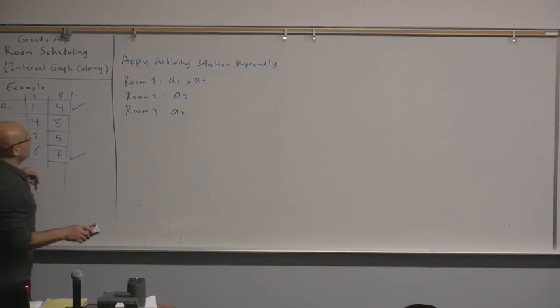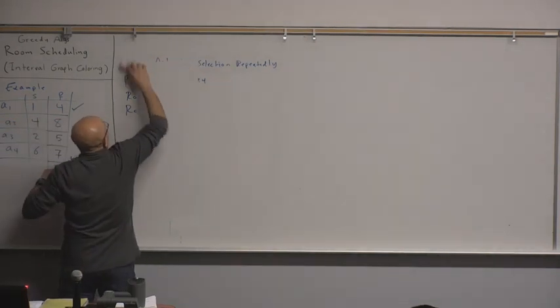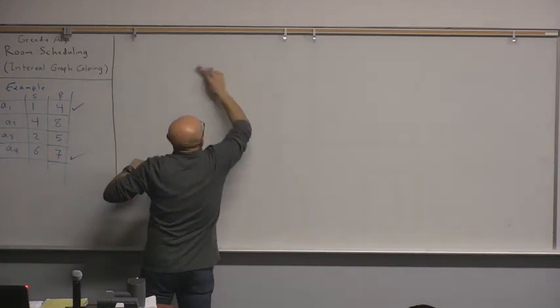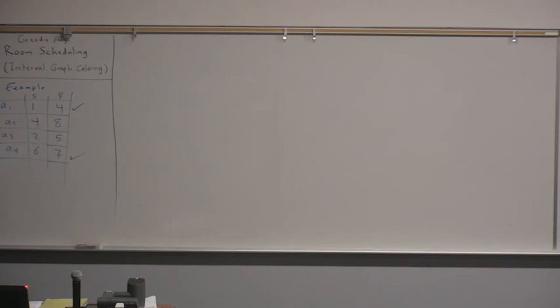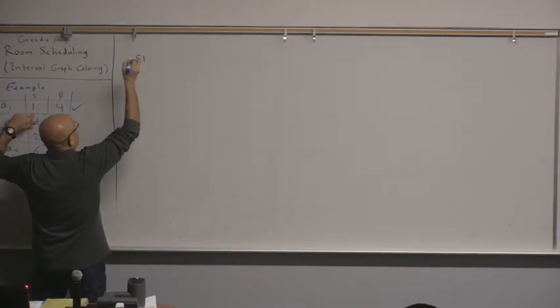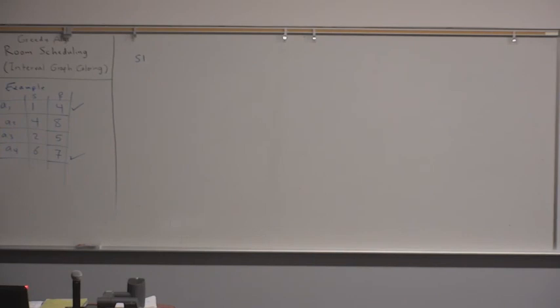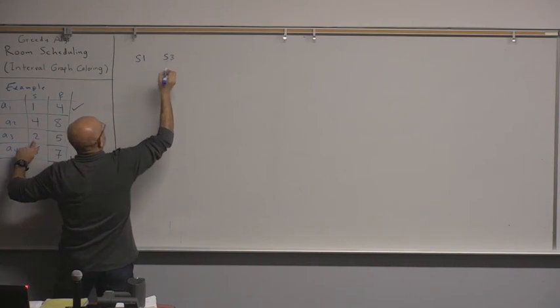So, let me see. We are done with this. What if I sort by start time? What's the activity that will start first? It is A1. So S1 is going to be the first event. Then the next event is going to be the start of A3.